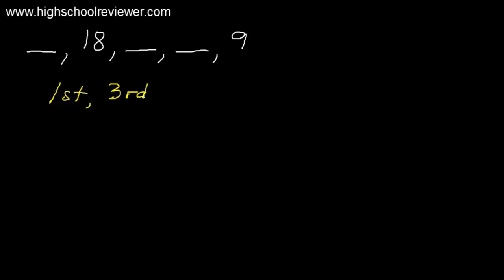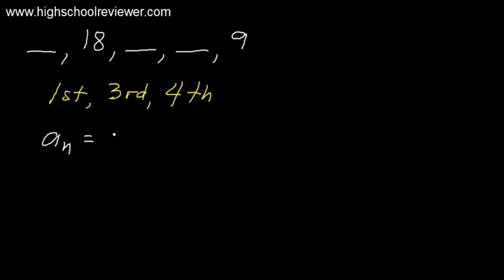Arithmetic sequences. Our next problem, we have a blank term, positive 18, another blank term, followed by another blank term, and positive 9. So the terms that we need to find out are the first, the third, and the fourth term.